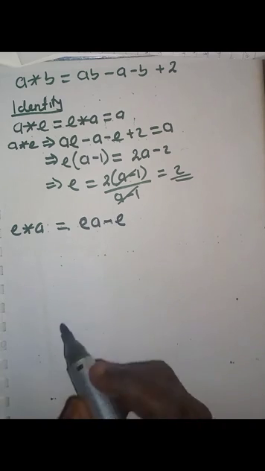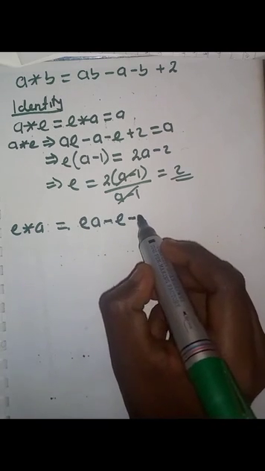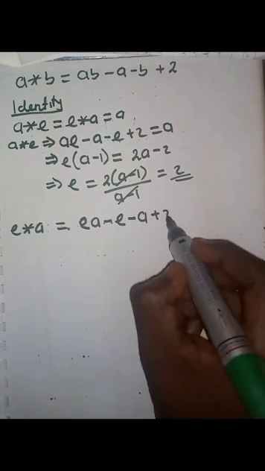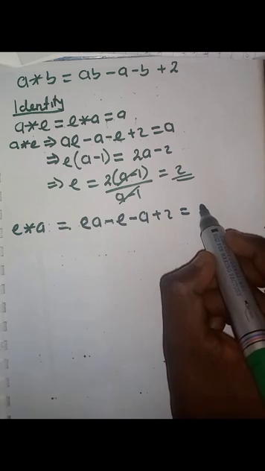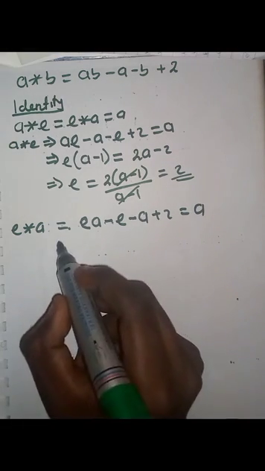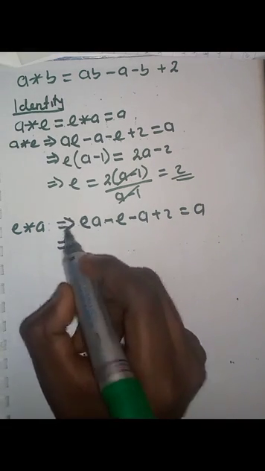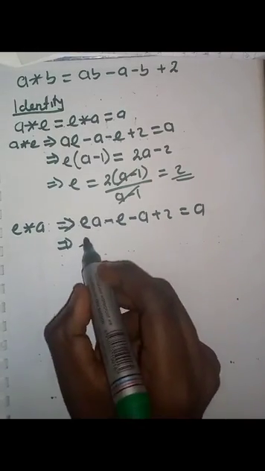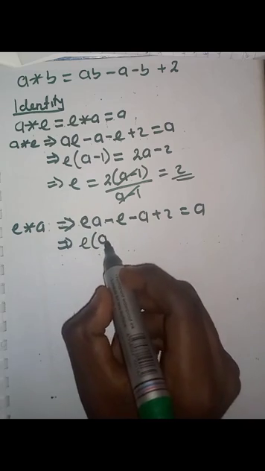My A star E, minus, what is my B? My B now is A, plus 2. That should give me what? Still A. That therefore implies I'm going to factor out my E in this case. I'm going to have A minus 1.